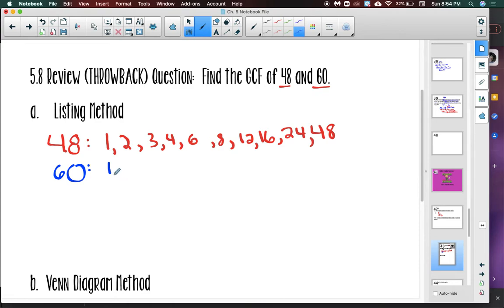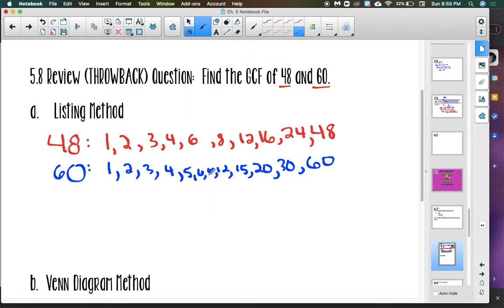So again, I'm going to do my low-high method. 1 and 60, because 1 times 60 is 60. Then we've got 2 times 30, and 3 times 20, and 4 times 15, and 5 times 12, and 6 times 10. The numbers between 6 and 10 are 7, 8, and 9, and they are not factors of 60, so I know that I got all of them.